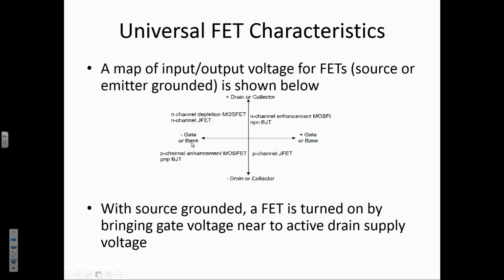So you can think of all the times when you would want current to flow one direction or the other, and this diagram shows you what options you have for the various types of transistors. With the source grounded, a FET is turned on by bringing the gate voltage near to active drain supply voltage.